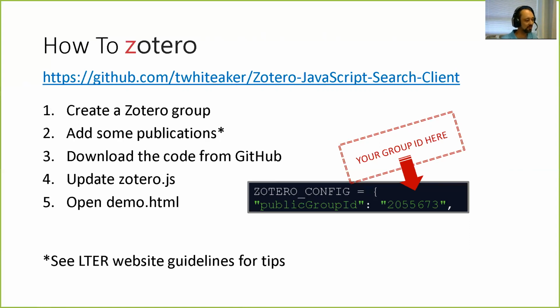And then once you've got that code downloaded, if you want to try it out, you just need to update the Zotero script file. This is just a text file, and you would change the group ID I have in there to whatever your Zotero group ID is. Save it, close it, and then open up the demo page in your web browser. And this is just a static website, so it should open right away on your computer, and you can start querying for publications from your LTER group.